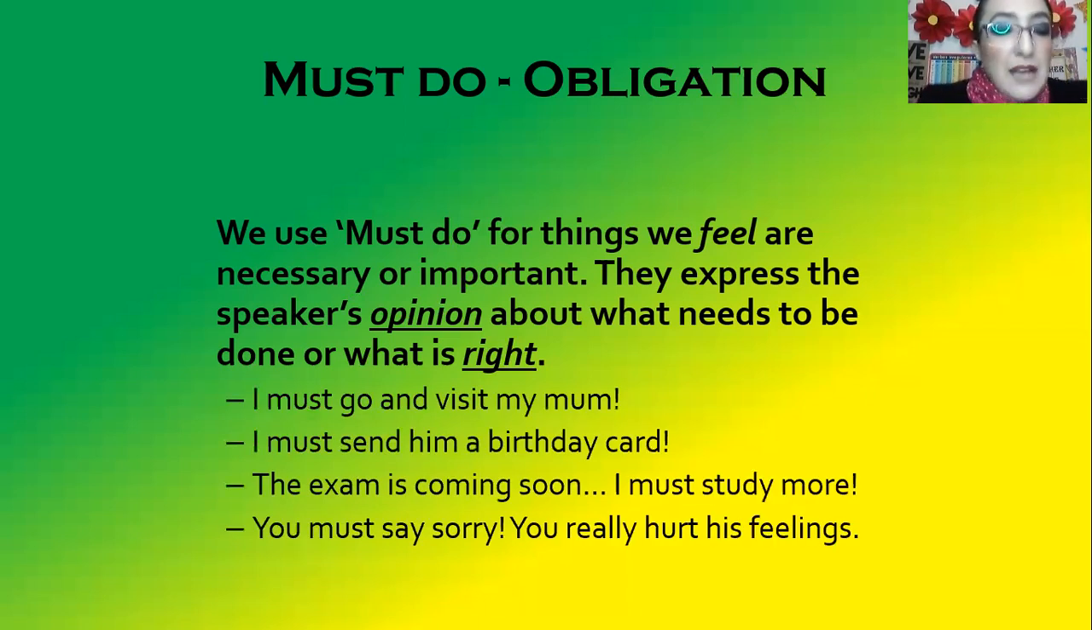For example, I must go and visit my mom. Debo ir y visitar a mi mamá, sale de mi corazón. I must send him a birthday card. Debo de mandarle una tarjeta de cumpleaños, sale de mí, es obligación de, no, no, le voy a mandar un detallito. Sale de mí, no me está obligando una parte externa.